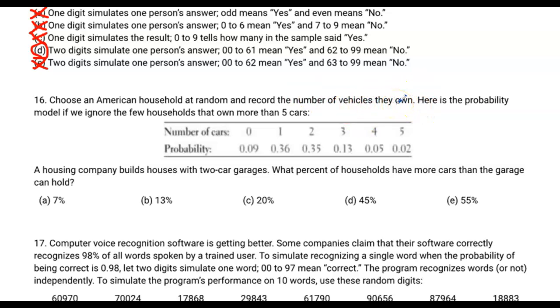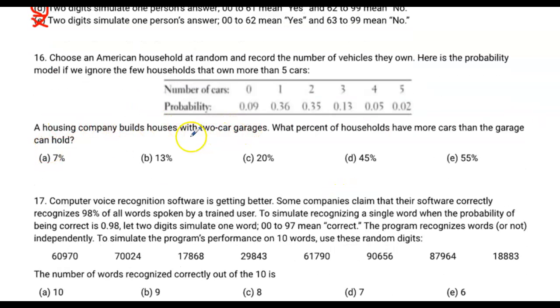Choose an American household at random and record the number of vehicles they own. We're really talking about houses and cars and all sorts of very adult things. Here's the probability model, the probability distribution. A housing company builds houses with 2-car garages. What percent of households have more cars than the garage can hold?